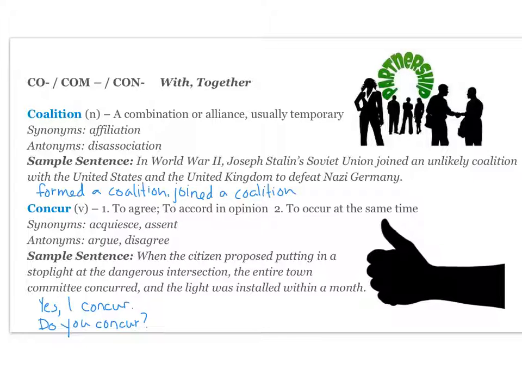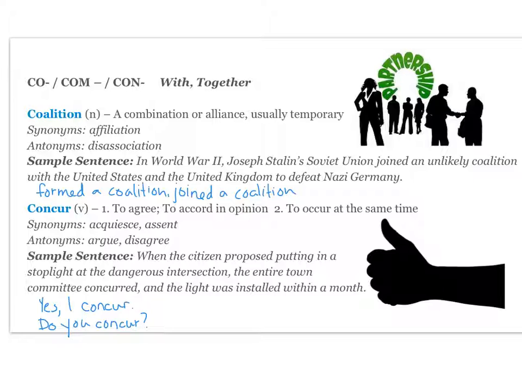Your next root is co, com, or con, which means with or together. You see this root all the time. So something like co-workers is a word that means people you work with. So that should be pretty easy to remember. Your first word is coalition, which is a noun, and it's a combination or alliance that's usually temporary.